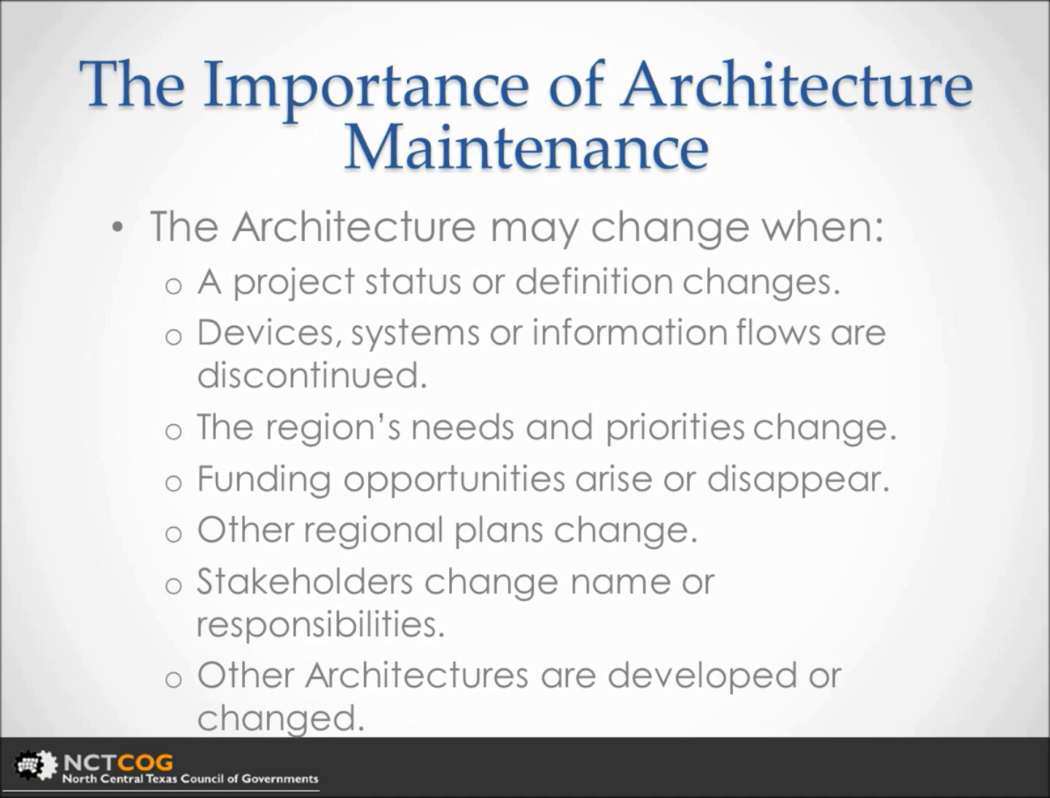There are many reasons the architecture may need to change. Some examples are when a project status or definition changes. For example, when a project was planned and is now implemented, it should be updated in the architecture to show that it is existing. Or its definition changes, meaning that the scope of the project or the stakeholders involved have changed and the project needs to be updated to reflect those changes.